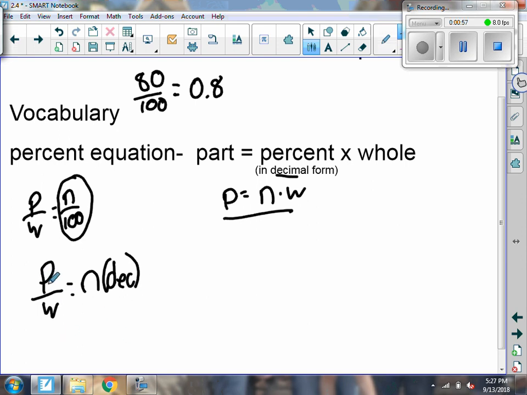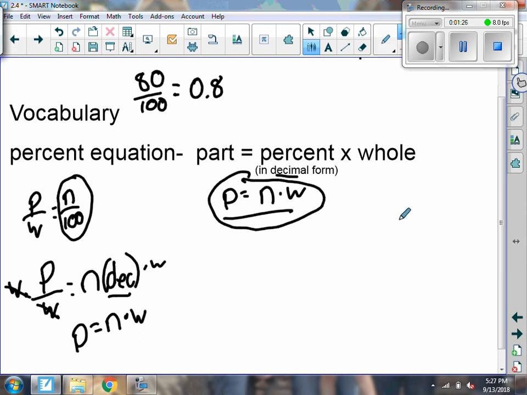Now if we want to get our part by itself, we have to get rid of our whole. When we have a fraction, that's the same thing as the division statement. So that's part divided by whole. So what's the opposite of division? That's multiplication. So instead of dividing by whole, I'm going to multiply both sides by my whole. So that'll cancel that out. So then I'm left with my part is equal to my percent in decimal form times my whole. So that's where the percent equation comes from, it's a variation of the percent proportion.